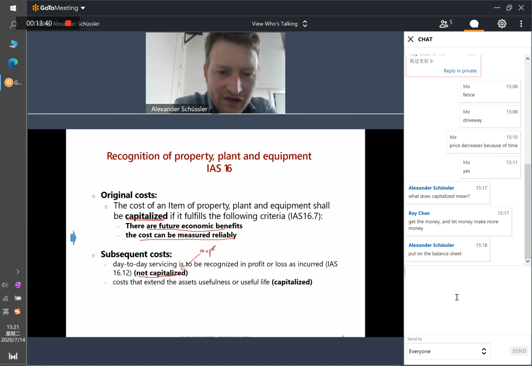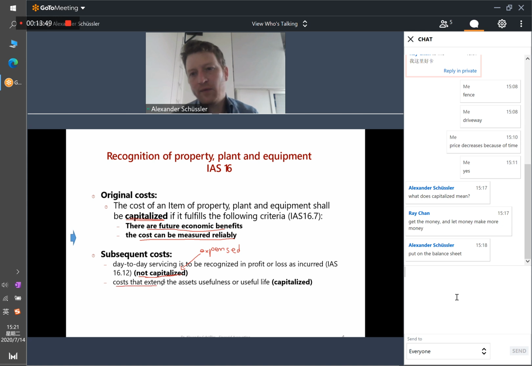On the other hand, there are costs that extend the asset's usefulness or useful life. These costs make the asset more valuable, and they are put on the balance sheet. They are capitalized. So this is the difference. Does that make sense?